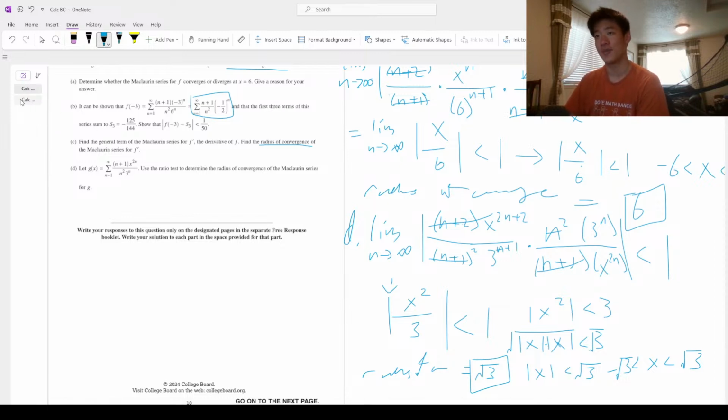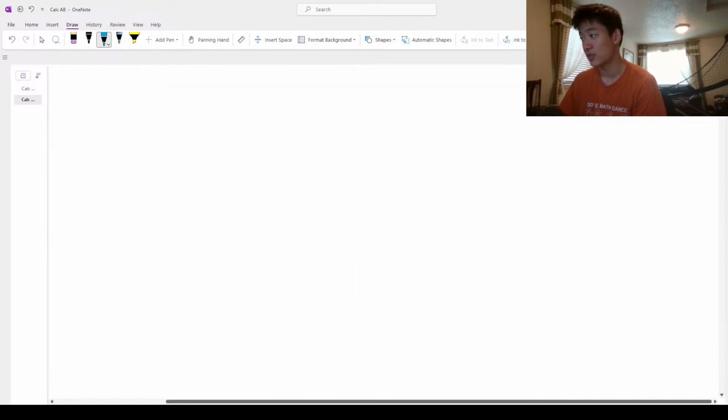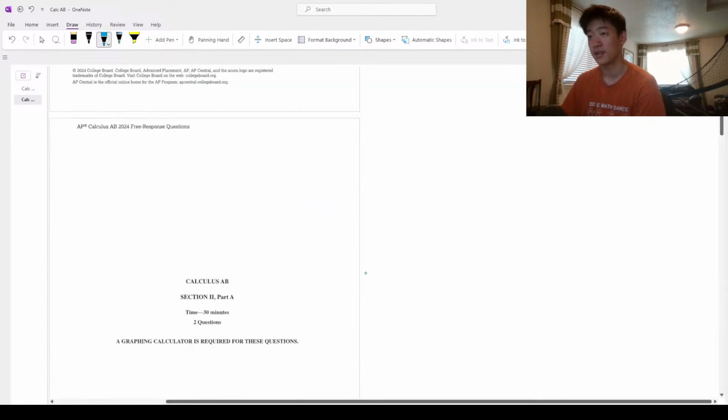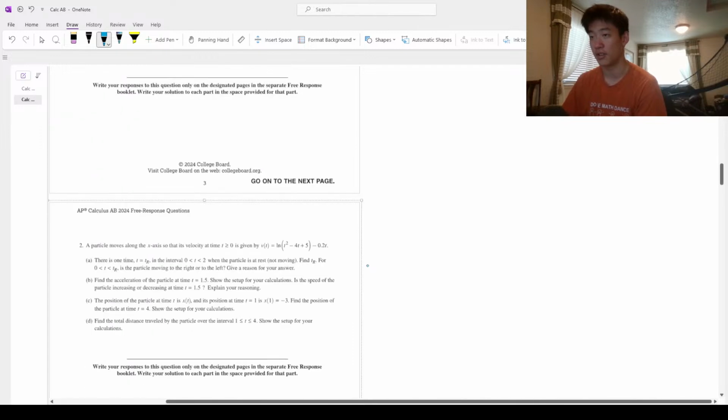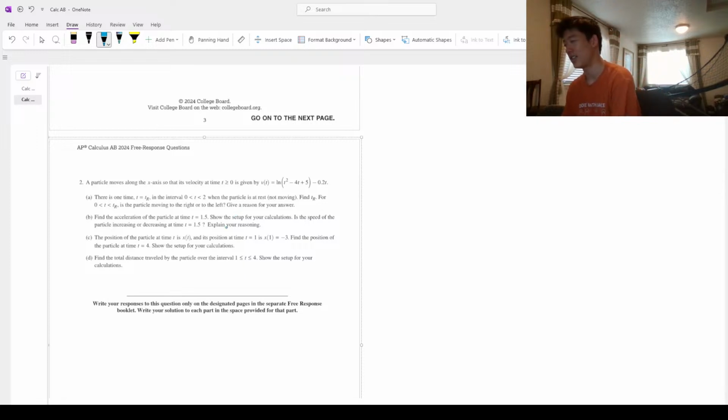Okay, so for Calc AB, we have 3 remaining questions. This first one here, I'm going to go a little bit quickly through this. This first one here we already did. This one here we have another particle, except you're not using any Calc BC stuff. I don't really know why this is different. Particle moving along the x-axis. Oh, so it's one-dimensional. So it's not parametric. It's just one-dimensional motion. Velocity is okay.